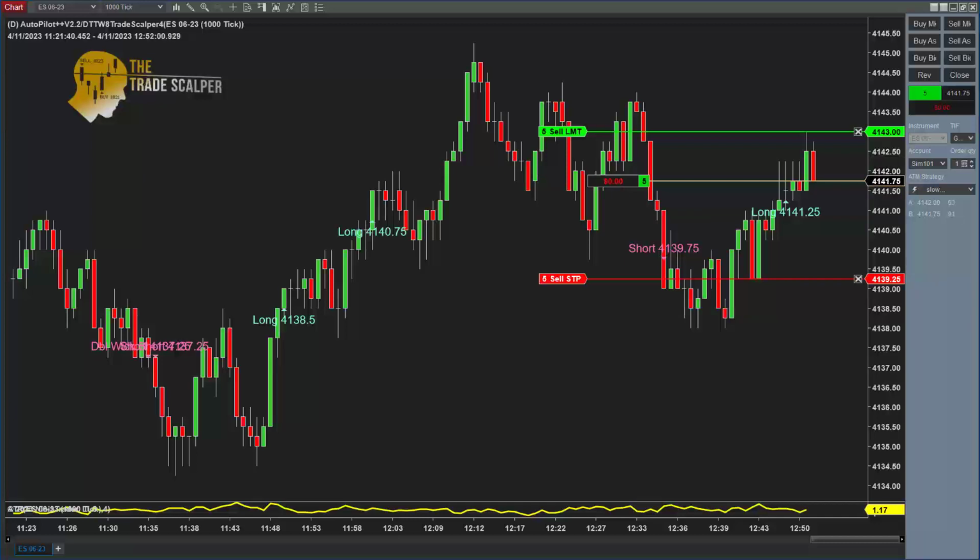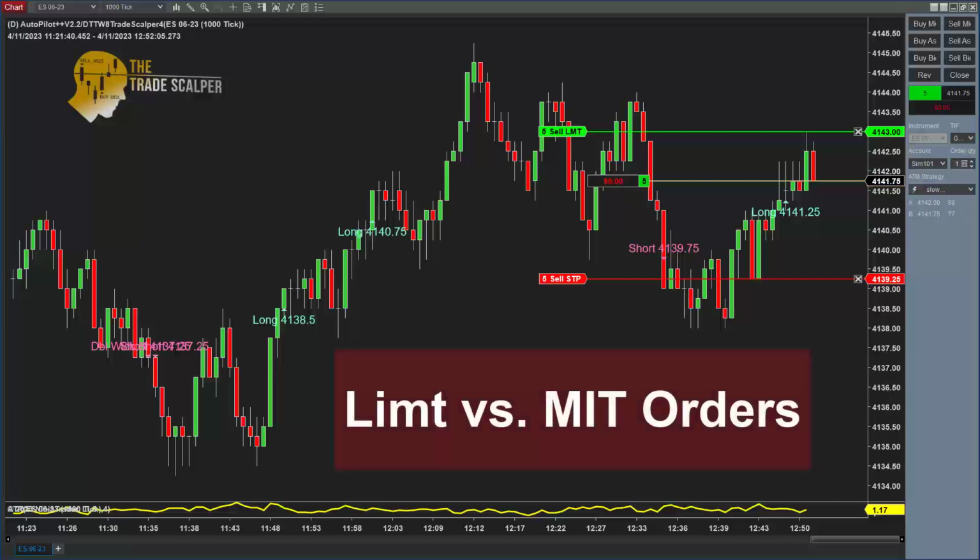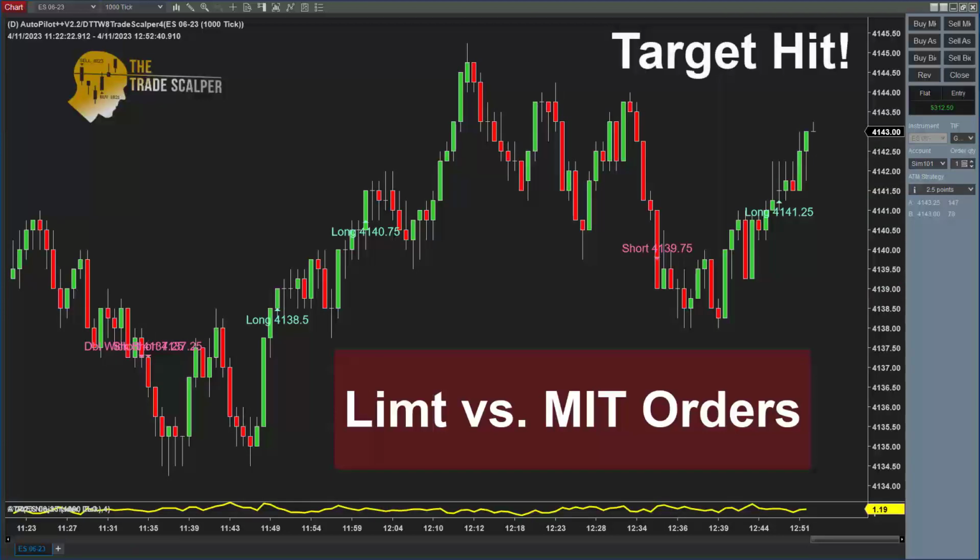The other thing you should understand is that there is a difference between a limit order and a market if touched order. A limit order touches your price or your exit, and it's not always the case that you get filled. A limit order means I want this exact price or better or nothing. In this case, you can see that it hit the 41.43 target, and it didn't get filled, because there weren't enough contracts trading to justify getting filled in the order queue.